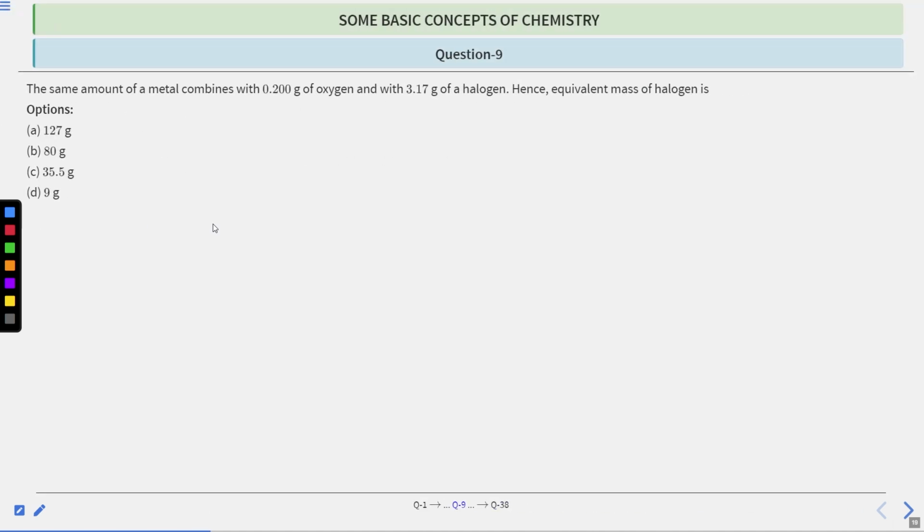Moving to our question 9. The same amount of a metal combines with 0.200 gram of oxygen and with 3.17 gram of a halogen. Hence, the equivalent mass of halogen is. Options are 127 gram, 80 gram, 35.5 gram, 9 gram. You have 10 seconds to solve this question by yourself, and after that we will solve this question.